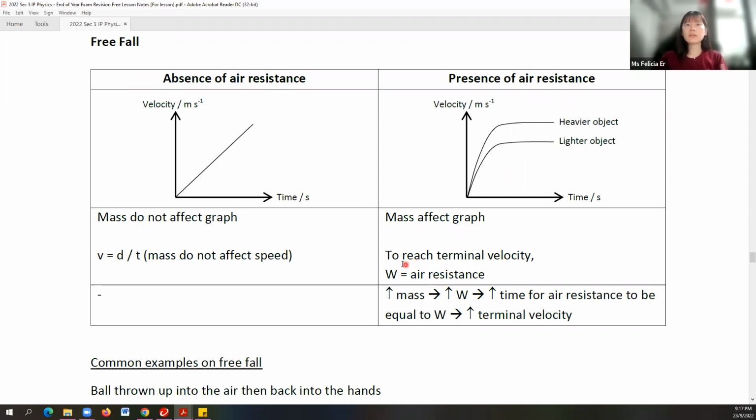In the presence of air resistance, there is this terminal velocity thing, right? To reach terminal velocity, your weight has to be equal to the air resistance. In other words, for a heavier object, the W value is very huge. That means your air resistance value should be very huge. That's why your terminal velocity should be bigger for heavier objects. The explanation of what I just mentioned is over here.